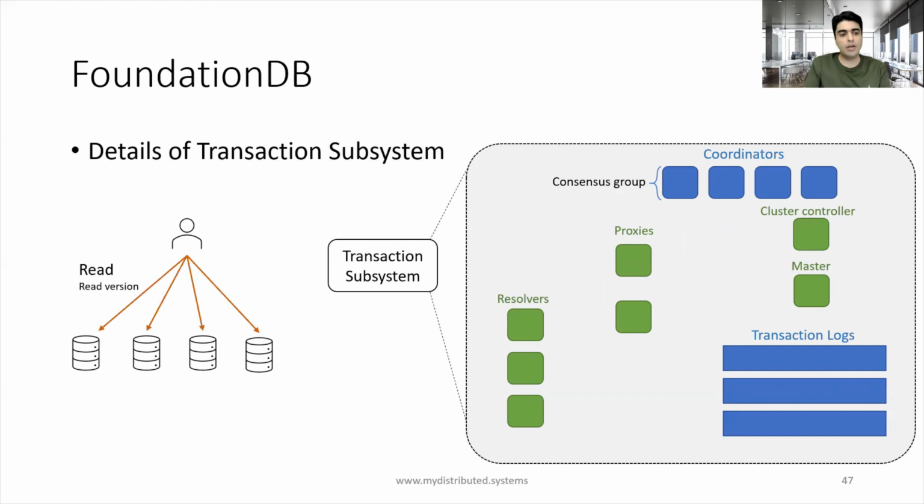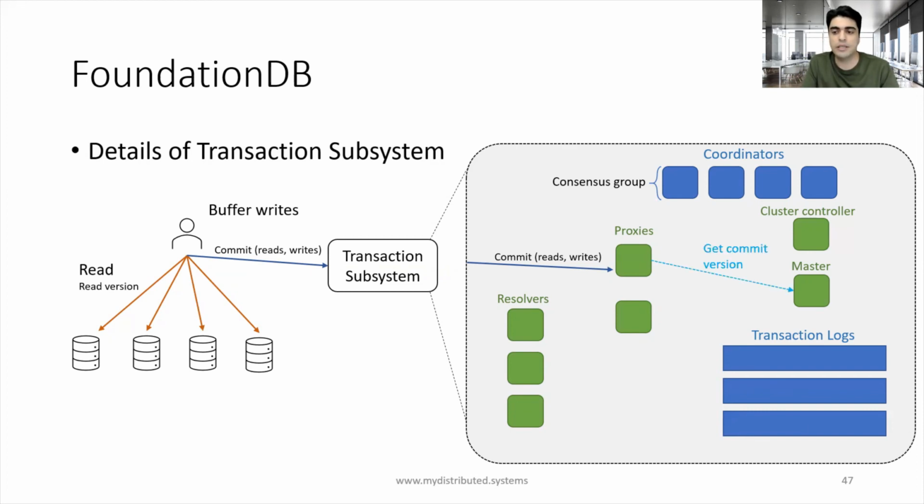So the client makes its read operations and buffers its writes, and then once it's ready, it submits a request to the transaction subsystem that includes its read and write sets. Again, this request will go to one of the proxies. Now the proxy has the read and write set. So first it gets a commit version from the master, and then it talks to the resolvers and asks them to do the conflict checking. And each resolver returns its vote, whether to commit or abort the transaction.